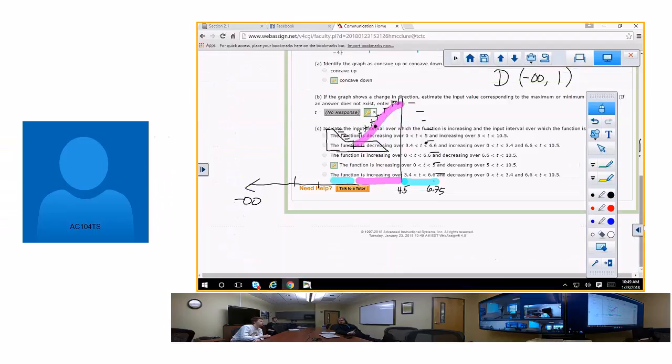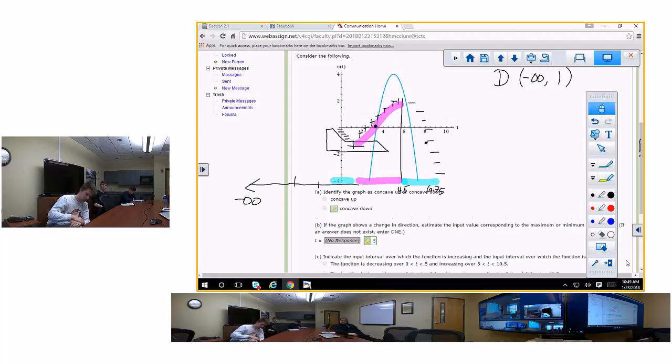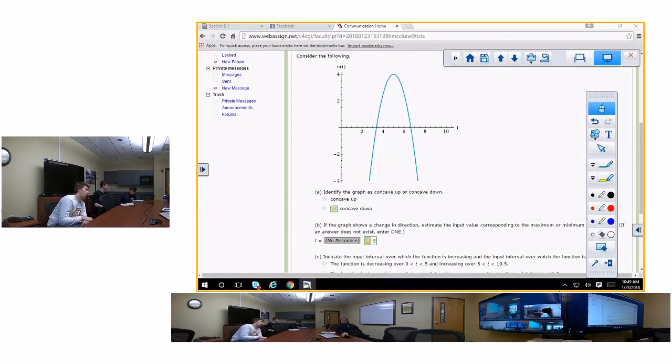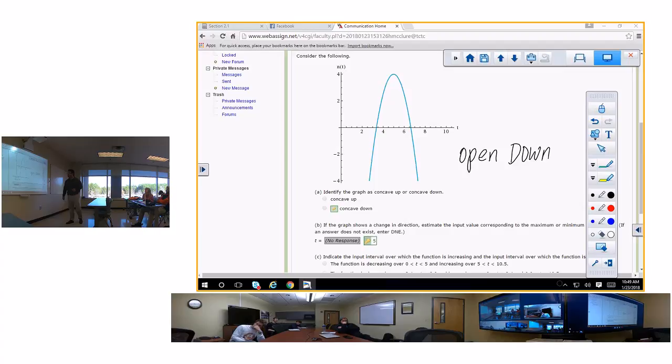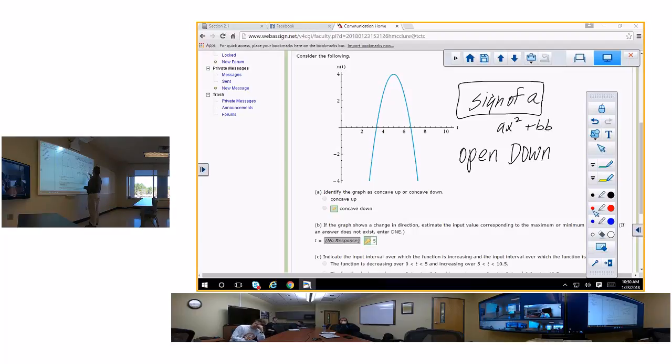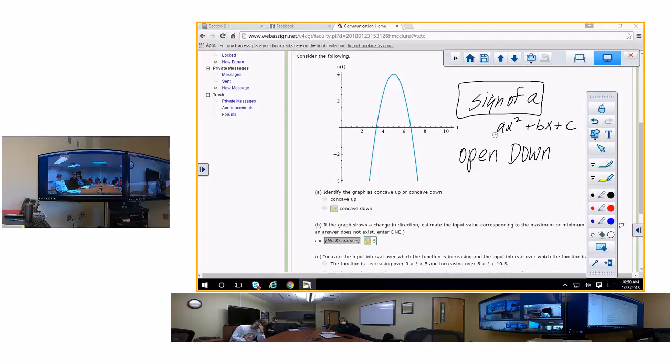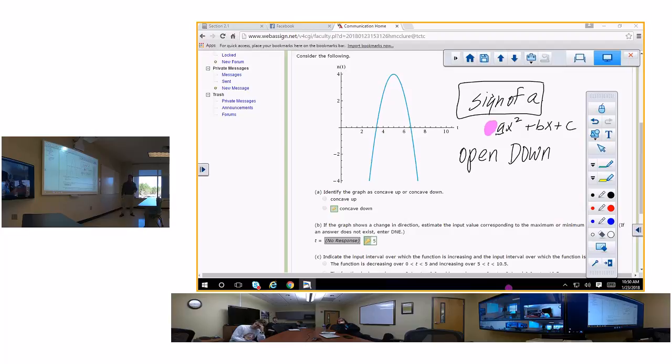Let's look and see what this one says. Oh, here's another test question. Okay, well, it's concave down, but I tell students, which way is it opening? It's opening what? Down. All right? It opens down. A lot of teachers, especially algebra teachers, may say concave up or concave down. Most are going to say open up or open down. And what tells that? The sign of what? The sign of A in AX squared plus BX plus C. The sign of A tells you whether it's going to open up or open down.